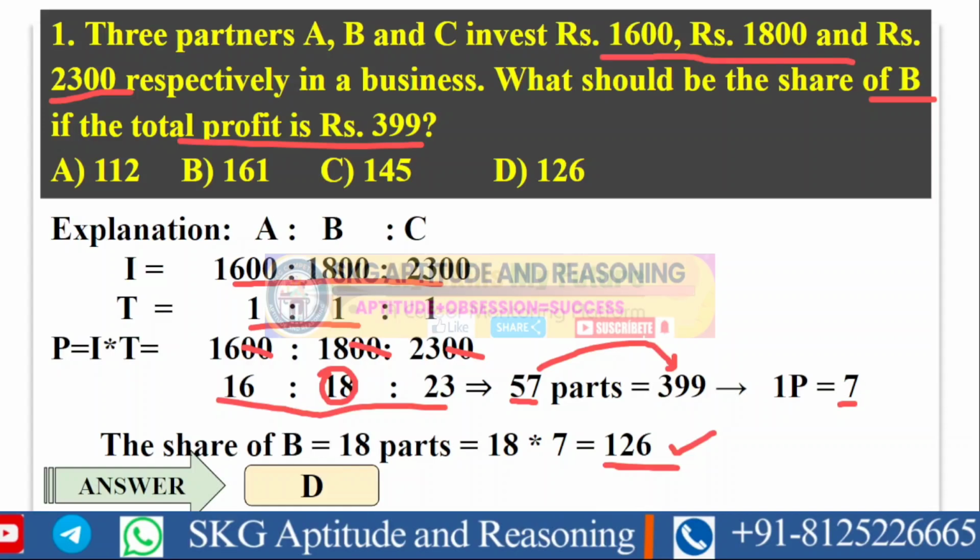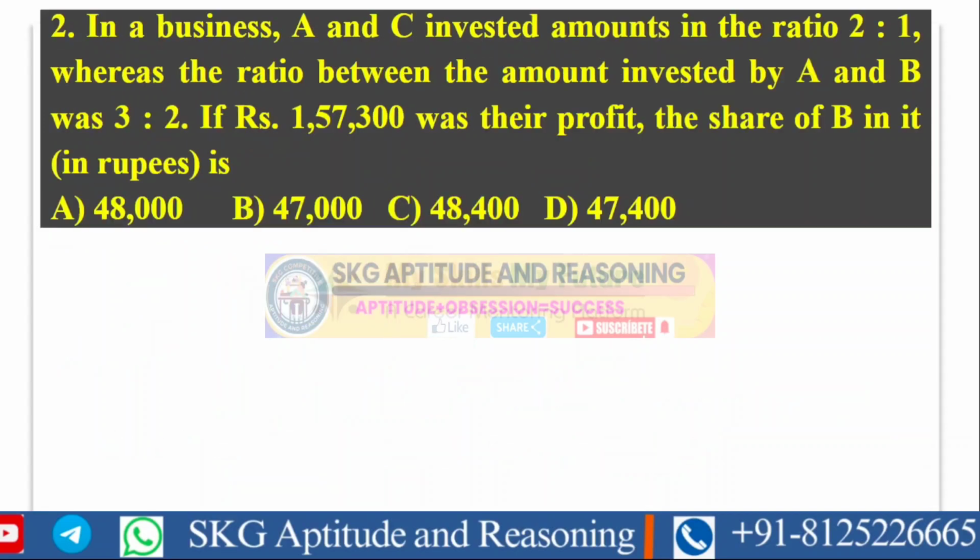Let's move to the next question. Here is the next question. In a business, A and B invested amounts in the ratio of 2 is to 1. So the two persons A and B's investment ratio is given, that is 2 is to 1, whereas the ratio between the investments of B and C is given as 3 is to 2.